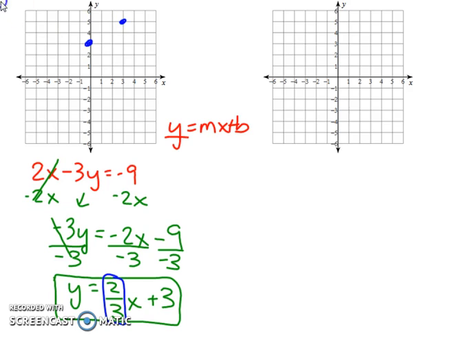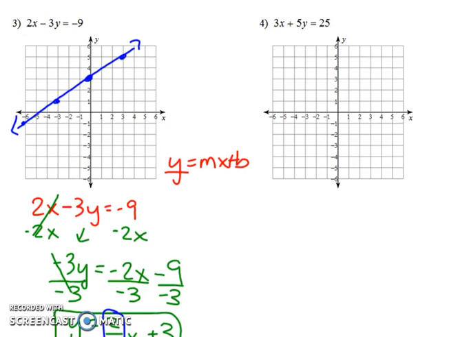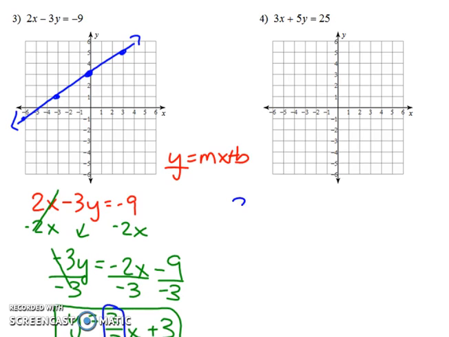And so I'm done going up, so I need to go down 2 and to the left 3 to get a point. I can do that one more time. Down 2, left 3. So now I have a line. So let's look at this next problem. I'm going to rewrite it down here so I have some room.